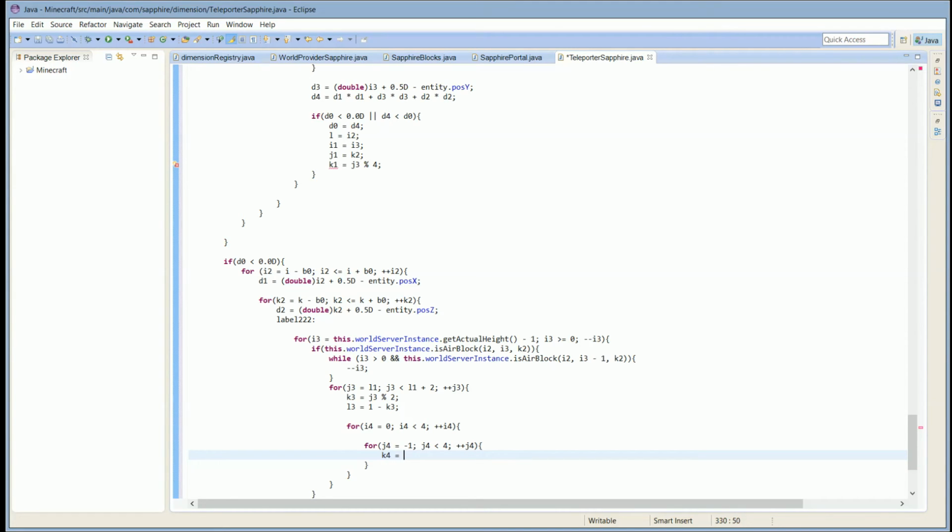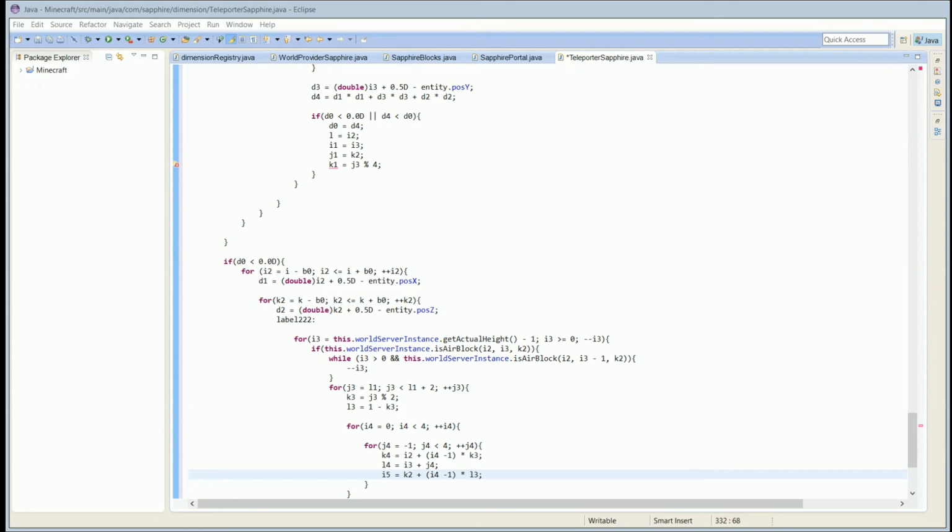K4 will equal I2 plus I4 minus 1 times K3. L4 equals I3 plus J4, and I5 equals K2 plus I4 minus 1 times L3. Okay? Now, what else?